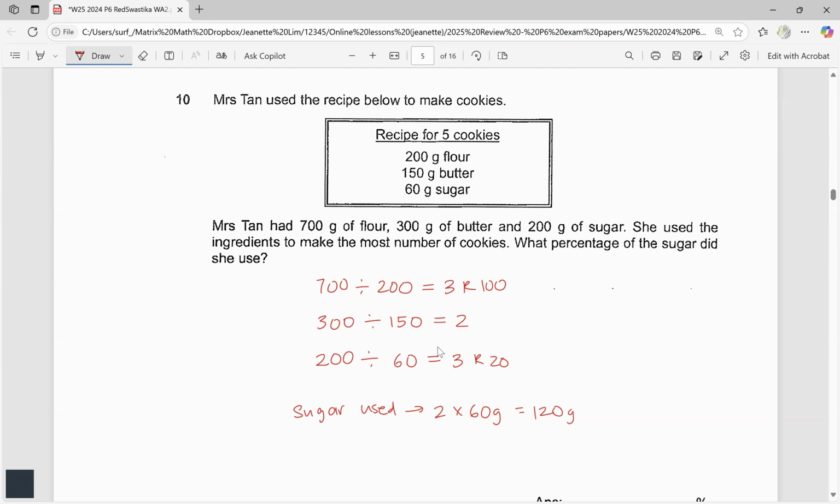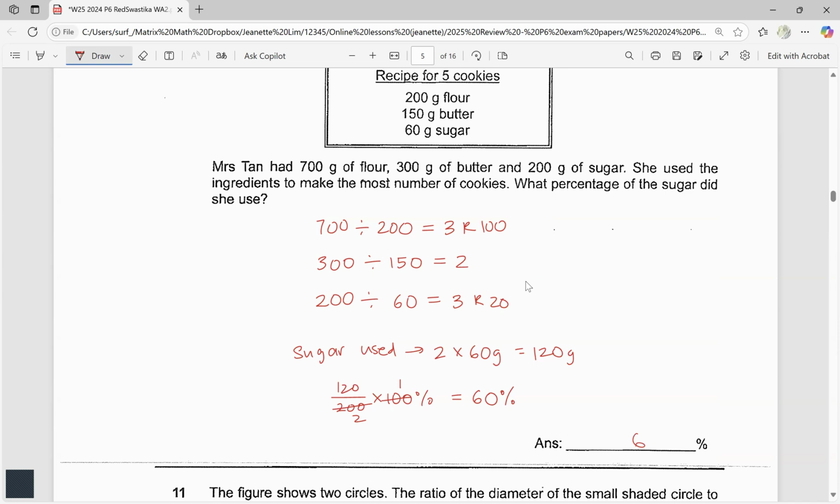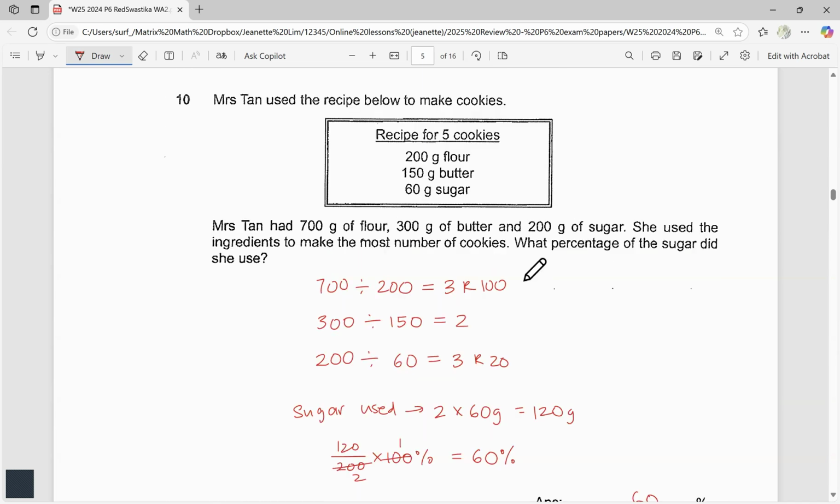The question is asking what percentage of the sugar she used. So if she used 120 out of the 200 grams that she has, we take 120 over 200. You want a percentage, so you times 100%. 100 and 200 can simplify. Then 120 over 2 is 60%. So the answer is 60%.